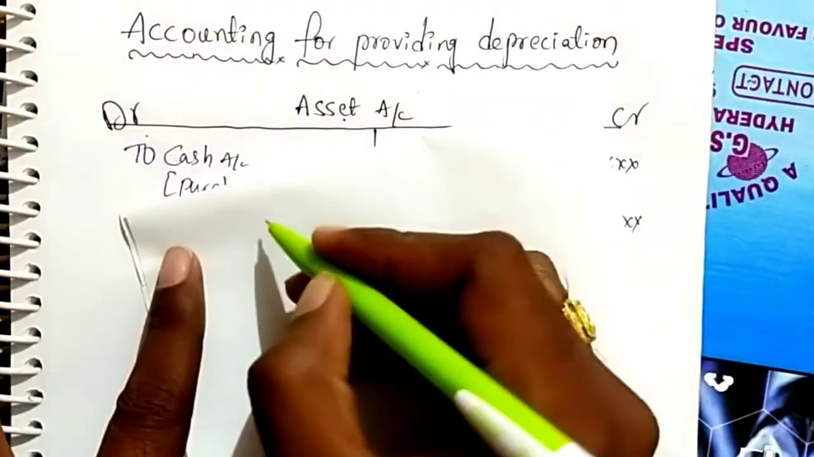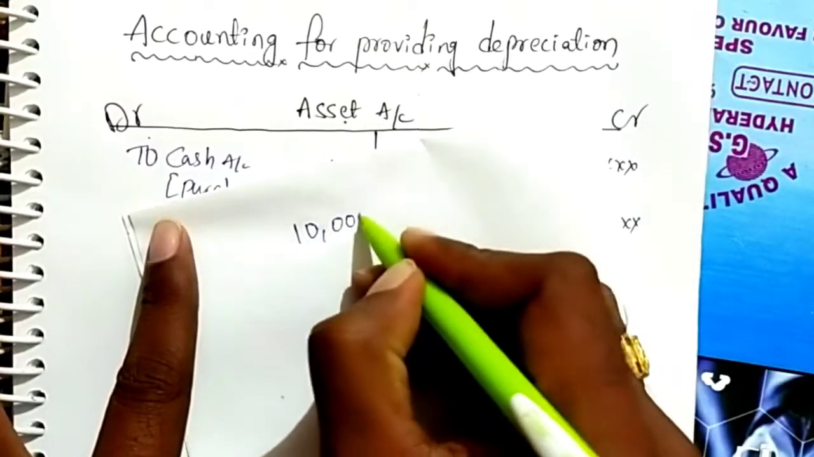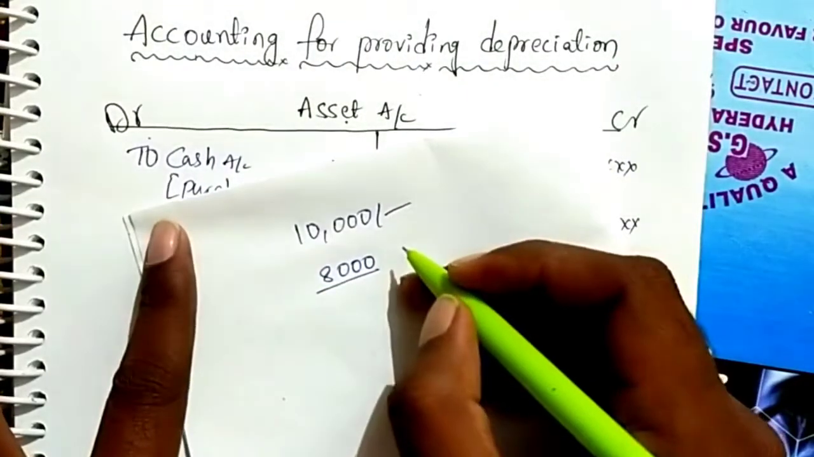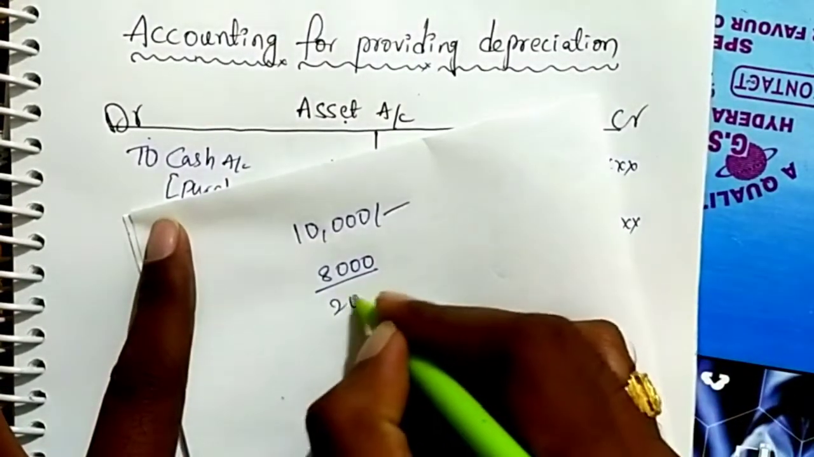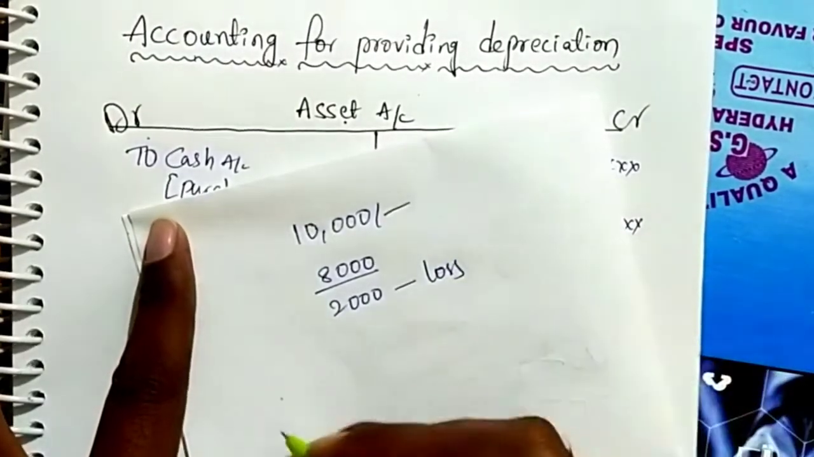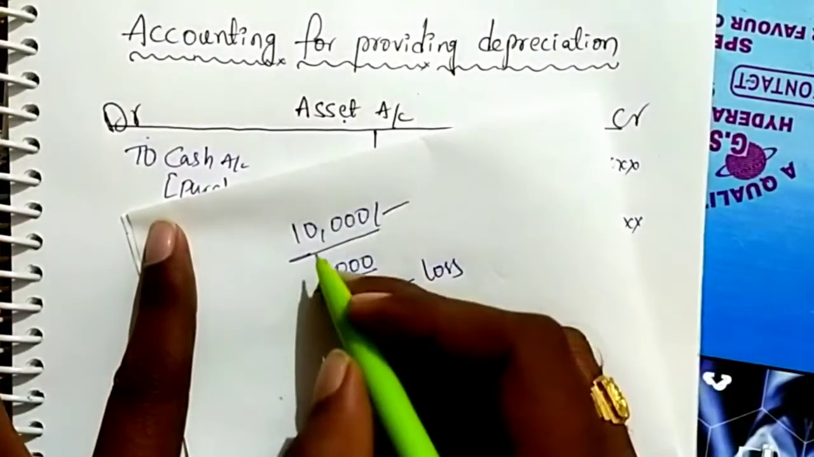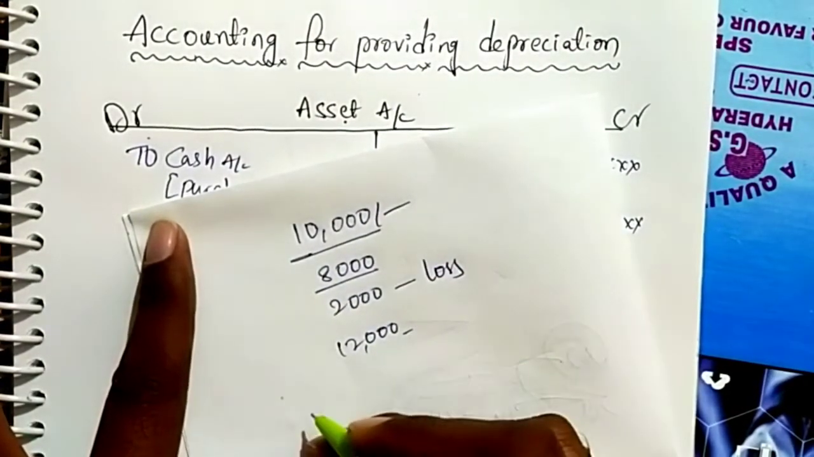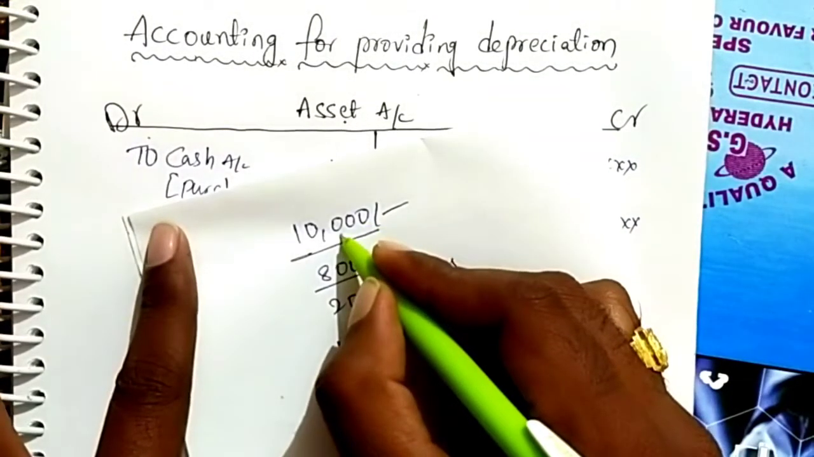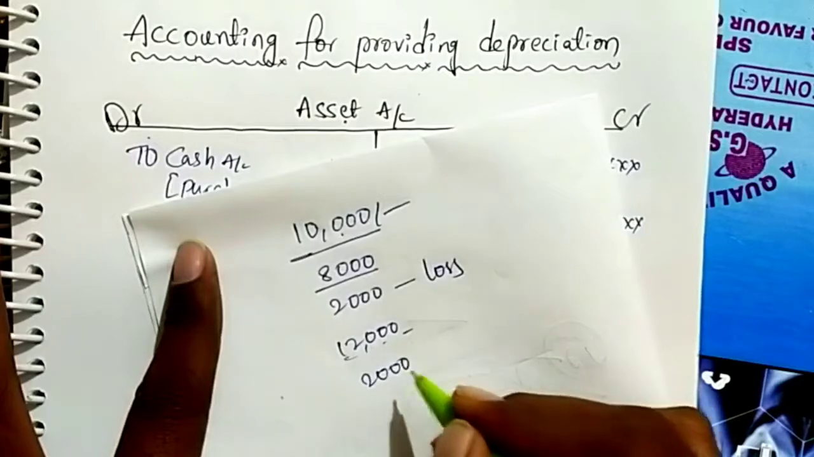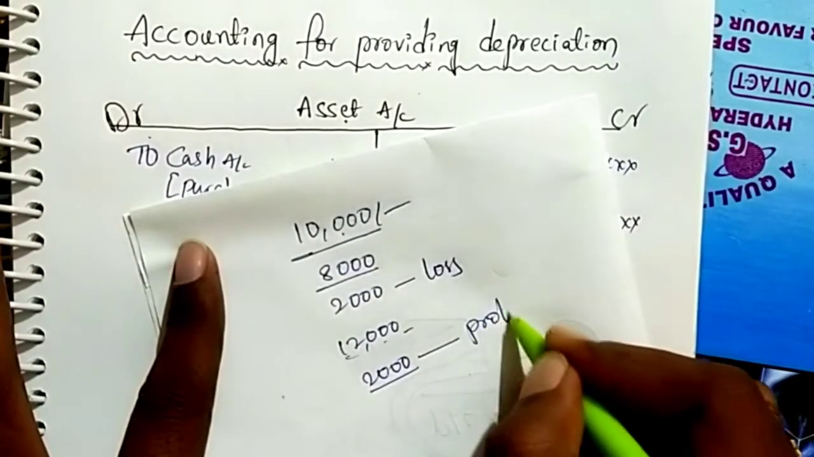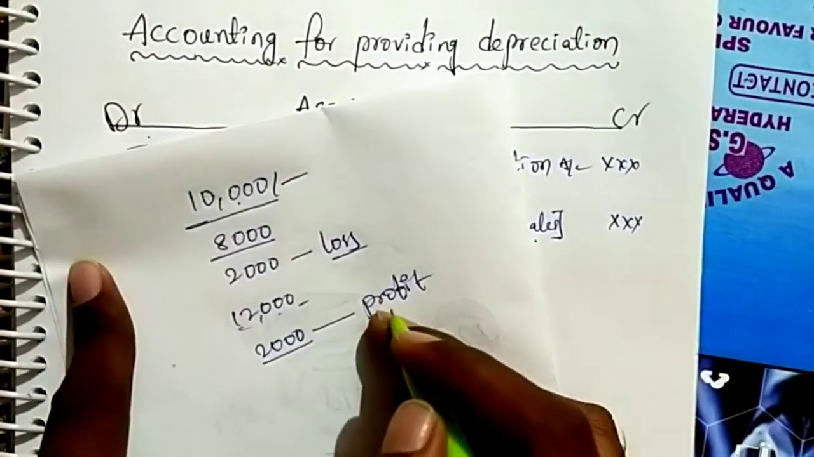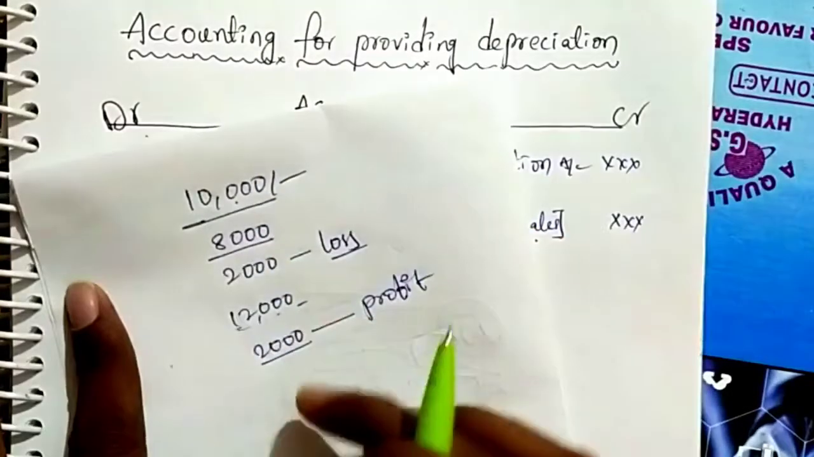See this, for example, we have an asset with a value of 10,000 rupees, but we sold it at 8,000 rupees. So what will happen? 2,000 rupees is treated as loss. For example, we have an asset with a value of 10,000 rupees, and we sold it at 12,000. So what will happen? 12,000 is greater than the actual value. So automatically that 2,000 rupees is treated as profit. See this, loss or profit. So that is what we have to calculate like this.